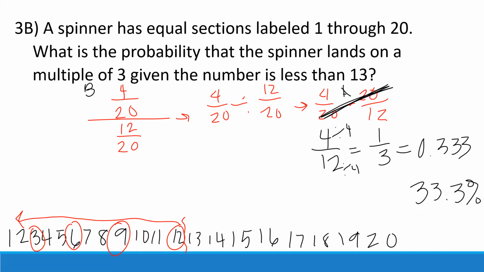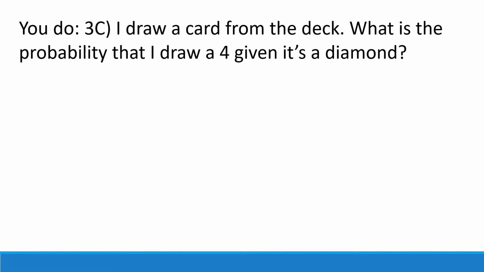Okay, so I want you guys to do 3C and the next one, the other you do. So I draw a card from a deck. What is the probability that I draw a 4 given it's a diamond? Set it up like I did. There's 52 cards in a deck.